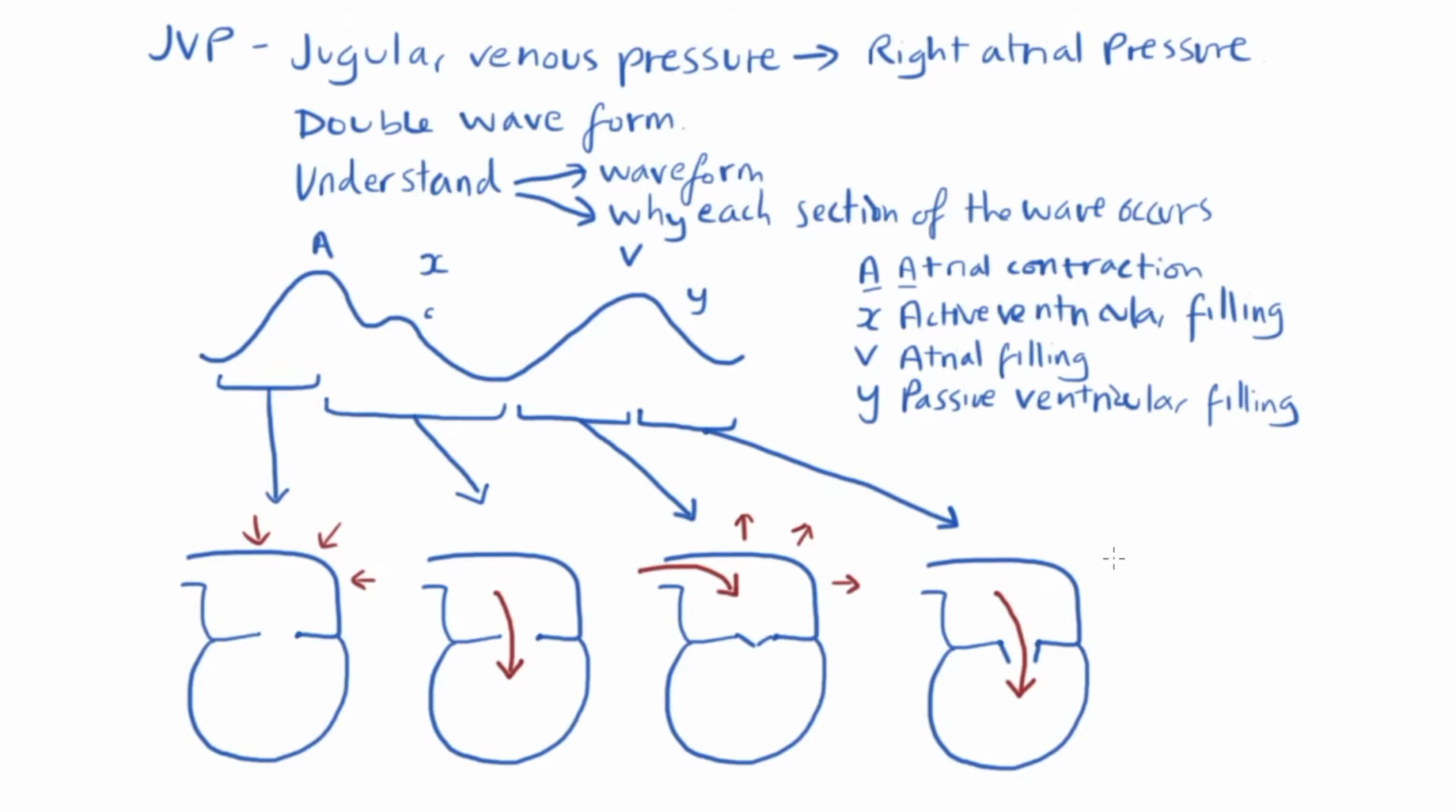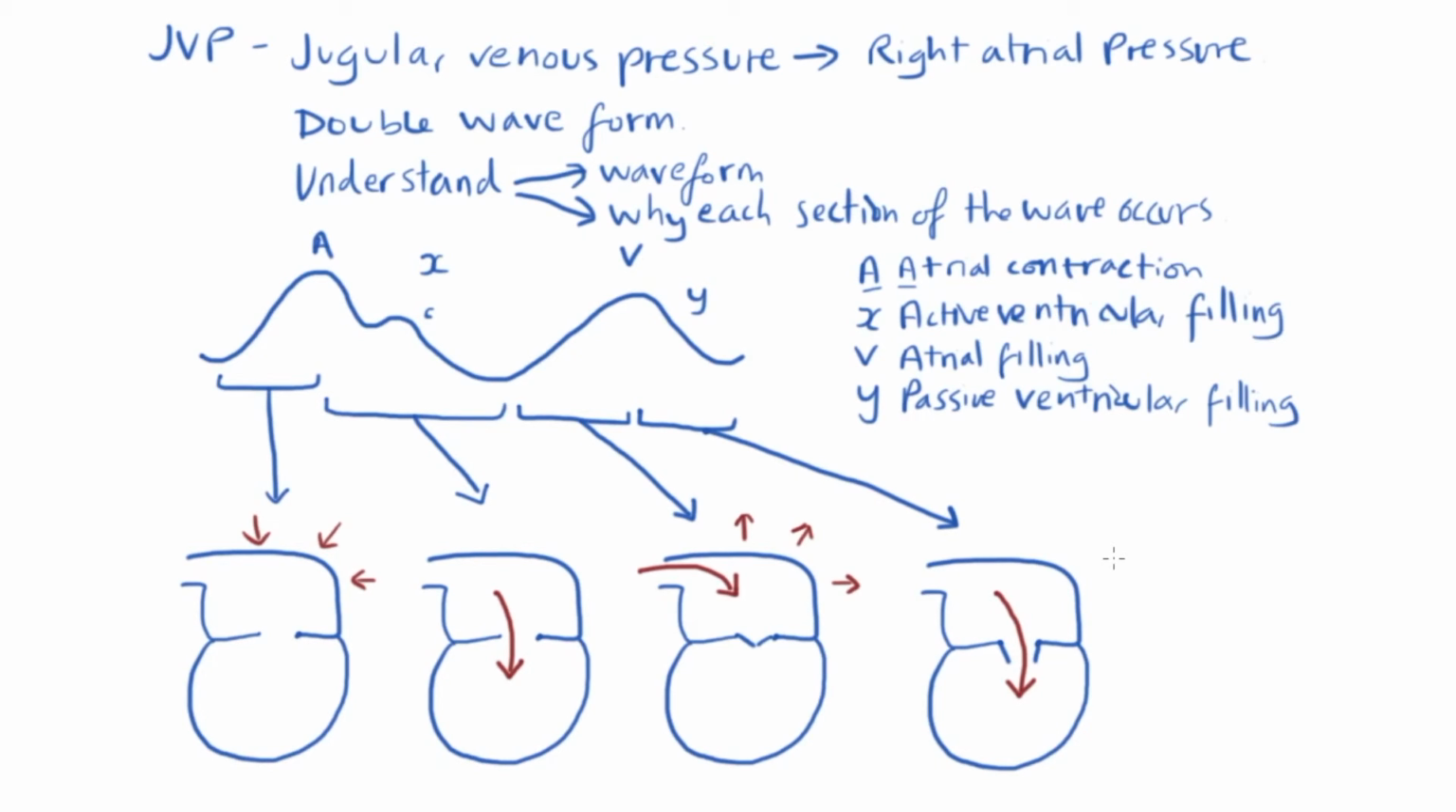A final thing to add is that the small C wave seen during the X descent is due to the ballooning of the tricuspid valve into the right atrium, causing a small rise in pressure within the right atrium.